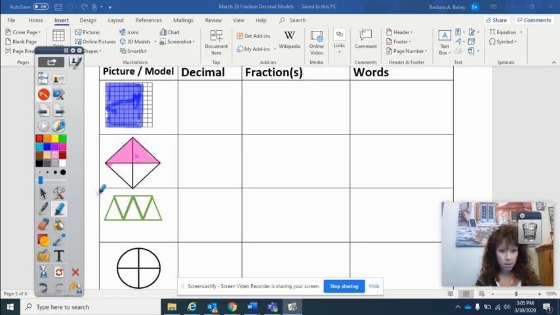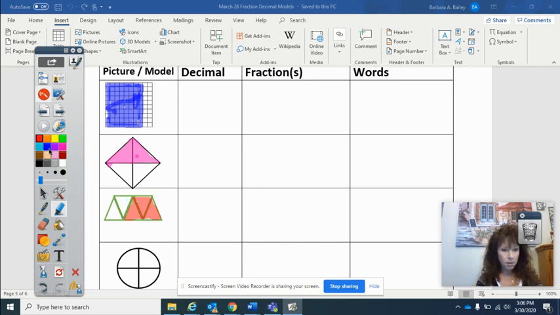red. Here, this one might be a little bit trickier. I've got a trapezoid that's divided into 5 triangles. And then I'm going to shade a smaller trapezoid, or 3 triangles. There we go.